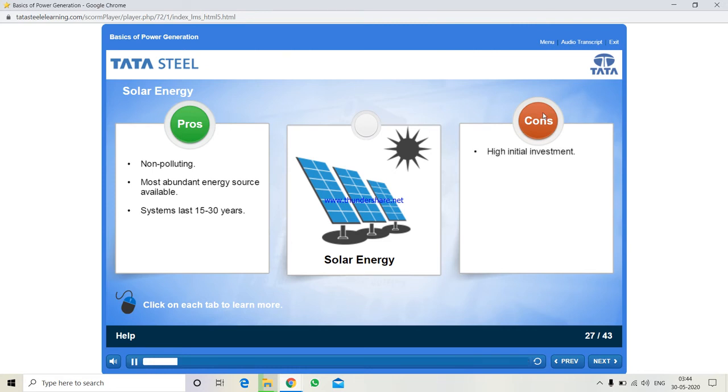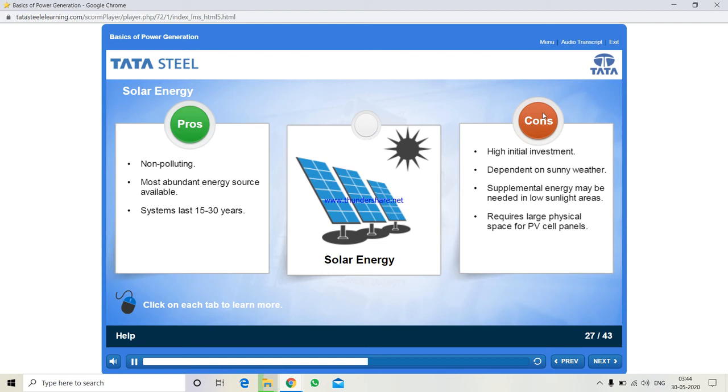High initial investment, dependent on sunny weather. Supplemental energy may be needed in low sunlight areas. Requires large physical space for PV cell panels. Limited availability of polysilicon for panels.